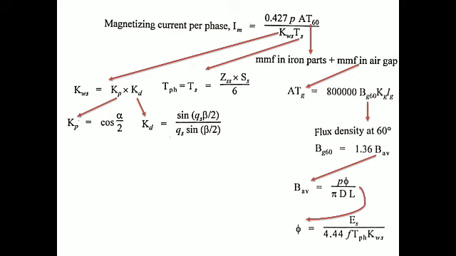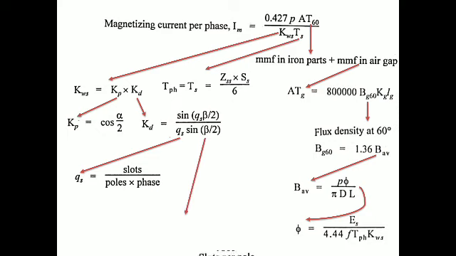Then next one, K_d value. It is nothing but sin(m beta by 2) divided by m sin(beta by 2). Here it is mentioned as Q, m is mentioned as Q_s, the slot. So for that it is data. So Q_s. To calculate this, a formula is there. Q_s is nothing but slot divided by pole into phase. So we have all the data. By calculating this we can find the Q_s. Then beta, to calculate this, beta is equal to 180 divided by slot per pole.